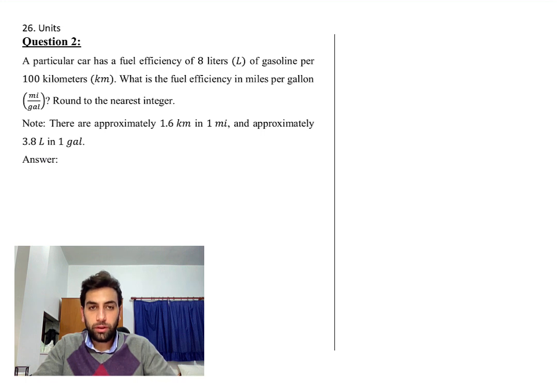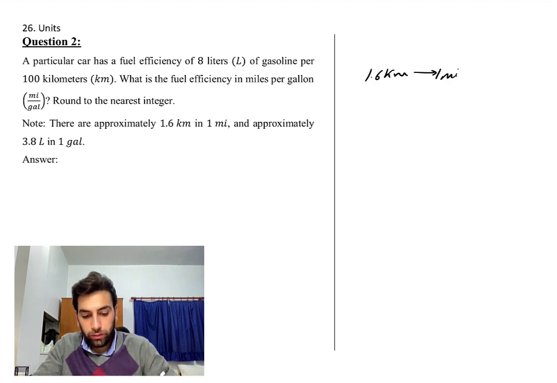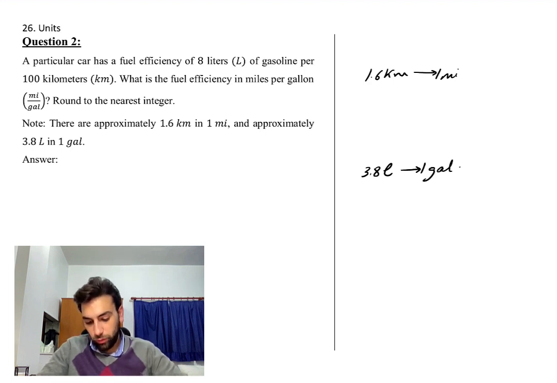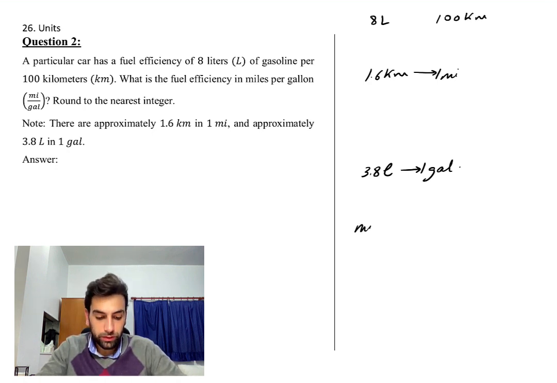A particular car has a fuel efficiency of 8 liters of gasoline per 100 kilometers. What is the fuel efficiency in miles per gallon, round to the nearest integer? Note that for each 1.6 kilometers, this is 1 mile, and for each 3.8 liters, that's 1 gallon. Now remember, we have 8 liters and 100 kilometers. We're trying to search for the value of the miles per gallon, which is the efficiency.